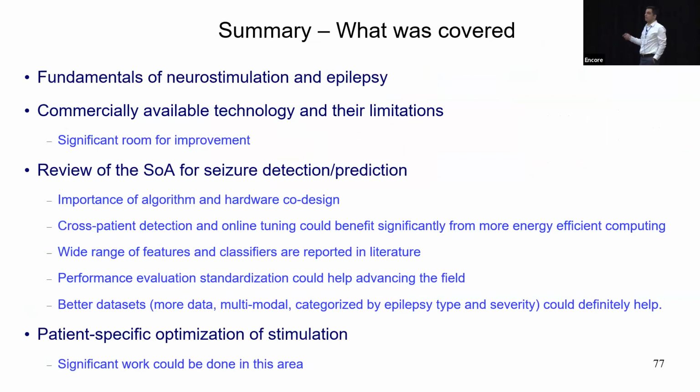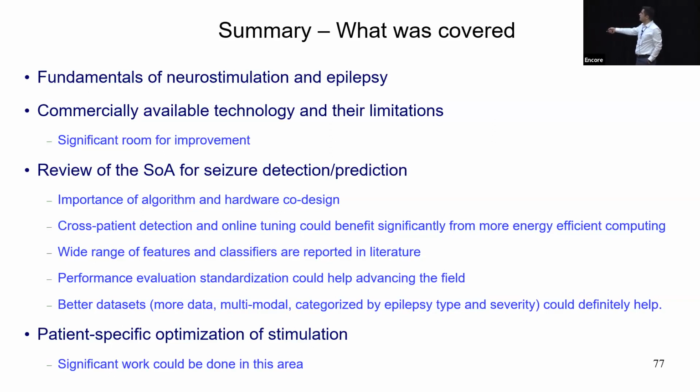This is where us in the CAS community could contribute a lot, because there is a lot of literature on seizure prediction with algorithms that cannot be implemented in hardware with the budget constraints of implantable devices. We saw cross-patient detection and online tuning as the current challenges in this field, and that they could benefit significantly from more energy-efficient computing. This is something that neuromorphic computing could help a lot with, and we're going to hear about that in tutorial 3 today.